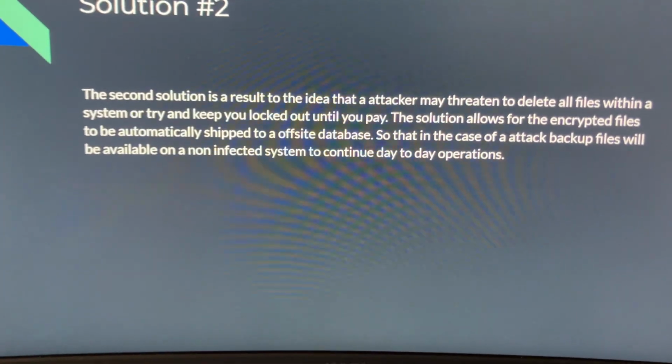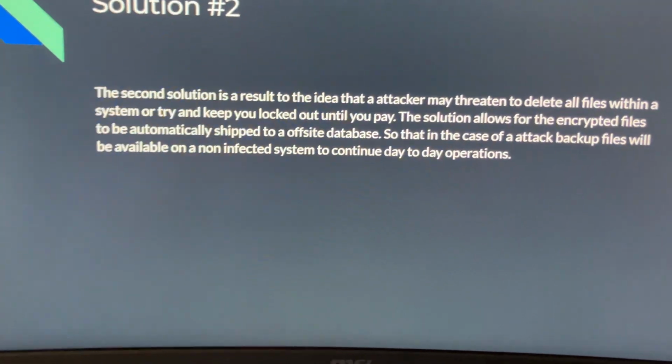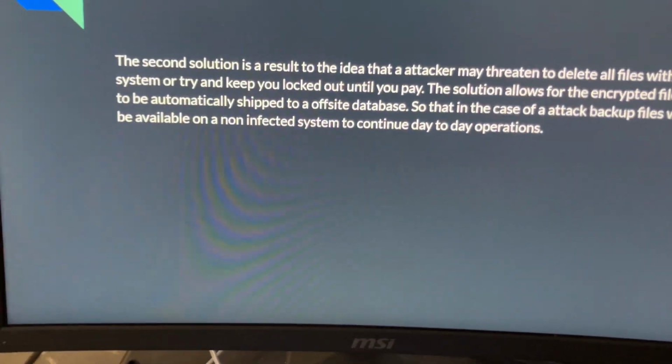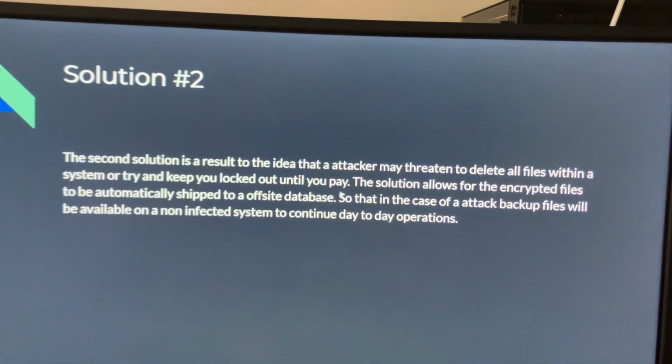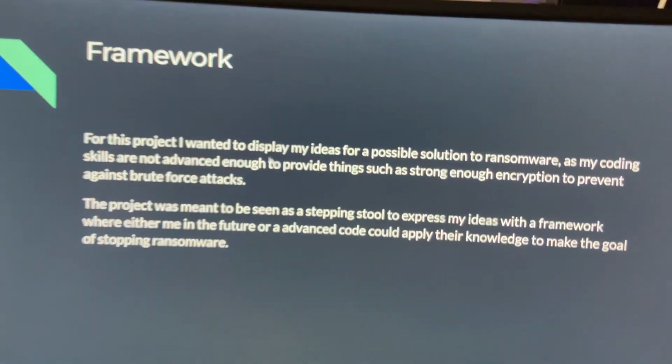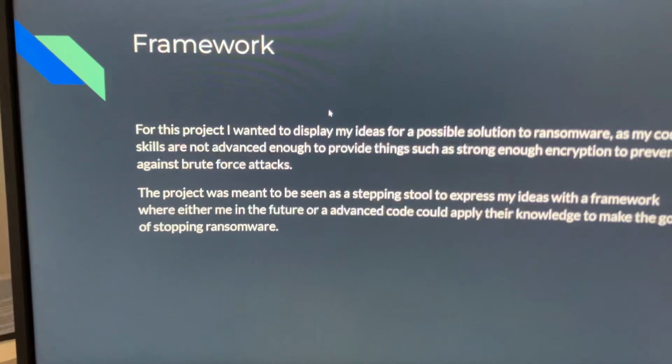So you want something that's being stored completely offsite and away from the situation for just when something like this could happen. Framework. This is very important to me.